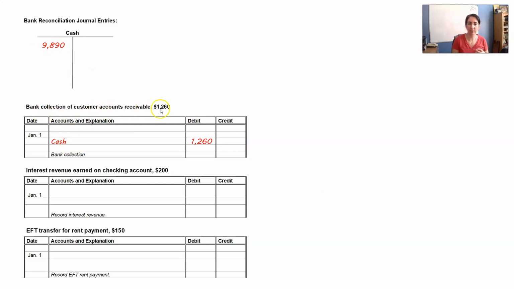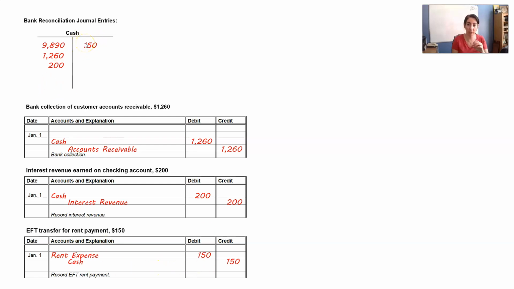Bank collected accounts receivable for me, so I got a debit to cash, $12.60, and a credit to accounts receivable. Great. Okay, so here's my $12.60. I got interest revenue of $200. Awesome. Debit cash, credit interest revenue. Another $200. Rent payment went out. So be it. Part of my job. All right, I got to pay rent. So debit to rent expense 150, credit to cash 150. So let's take 150 out of here.